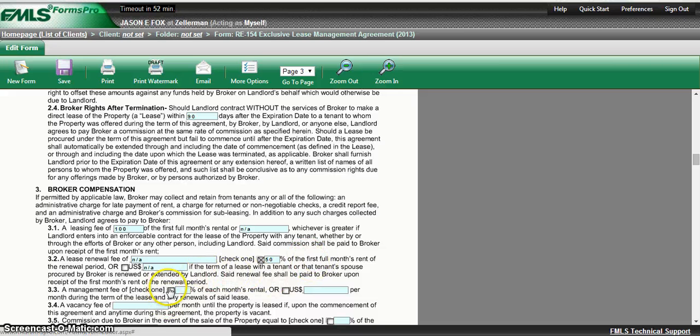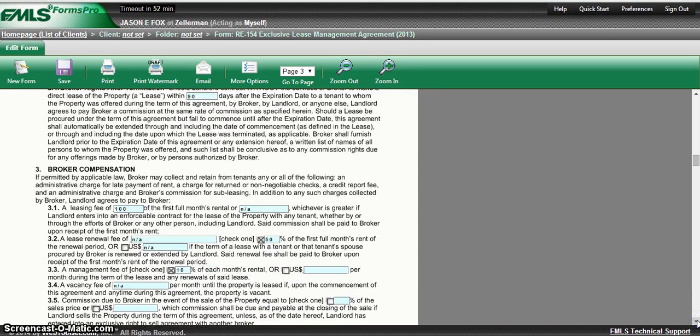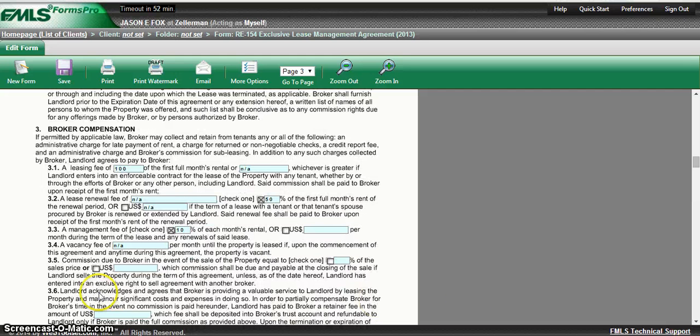The management fee, what we charge, is between 10 to 20%, depending on how complex. Let's just say this is 10% of each month's rental. A vacancy fee, we do not charge a vacancy fee. If it's vacant, it's our fault if we're not leasing it, most likely. So we're not going to charge the owner for that.